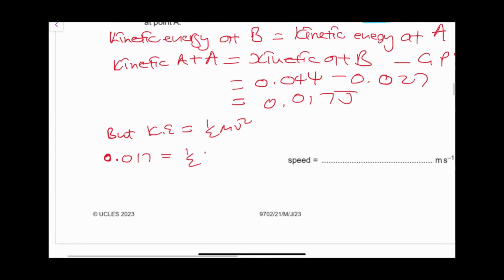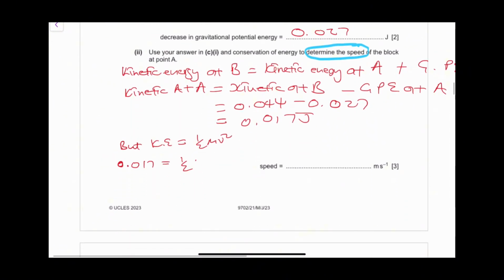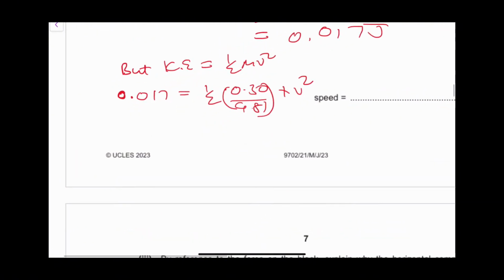So how do I find my speed? Well, I just need the mass of the object itself. So how do I find the mass of the block? We know the block weighs 0.30 newtons. So how do you find its mass? It's just 0.30 divided by 9.81, times v squared. So if we take this calculation, the value of v would therefore be the square root of 0.017 times 2 times 9.81 divided by 0.30.